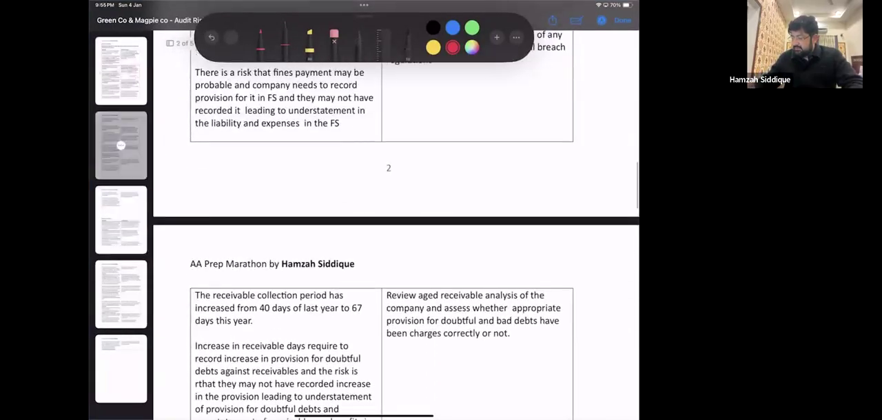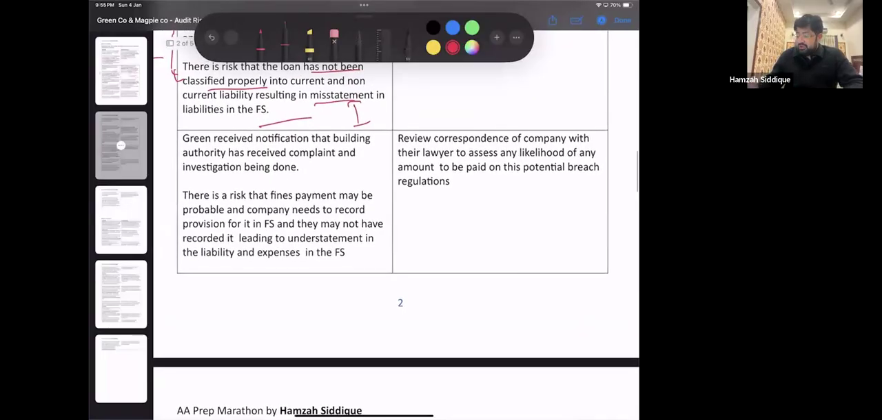So now, how to discuss it? Here is the point. They received notification, complaint, issue. The risk is that fines, penalties may be probable, and the company needs to record a provision for it, and they may not have recorded it. Risk. Impact on financial statements: understatement of liability and provision and expense. Now probability of payment, that they may have to pay. Review the correspondence of the company with the lawyer and the likelihood of any amount to be paid on this potential breach of regulation. Addressing the risk.